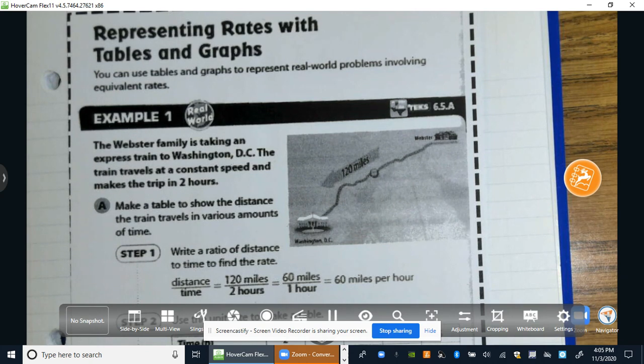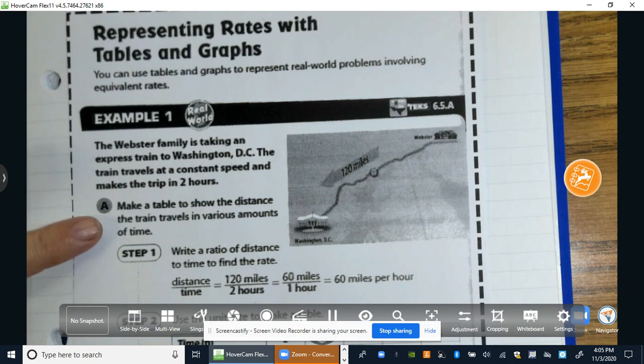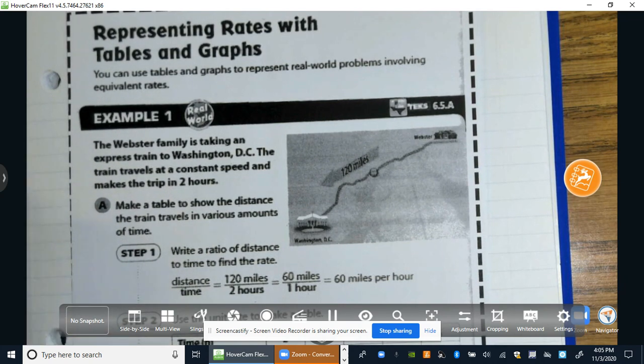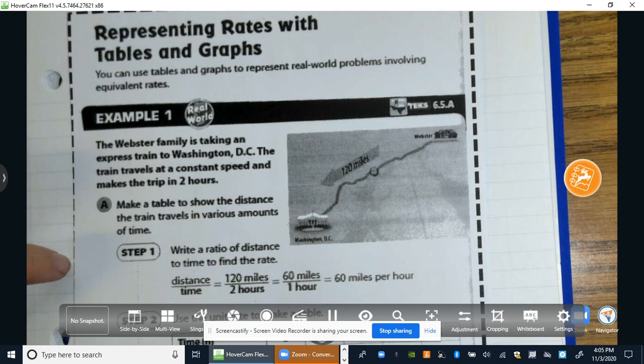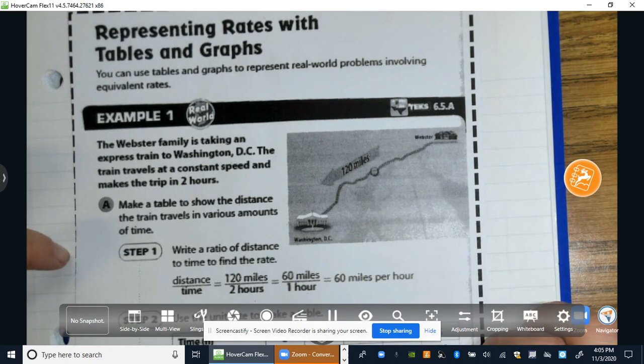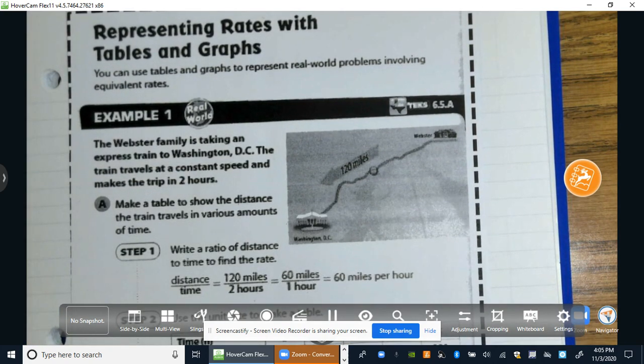Okay, real quick, guys. You will be starting this in the third 9 weeks in science. So this is an introduction in math, which will relate with science as well. So I want you to make sure we are paying attention here.